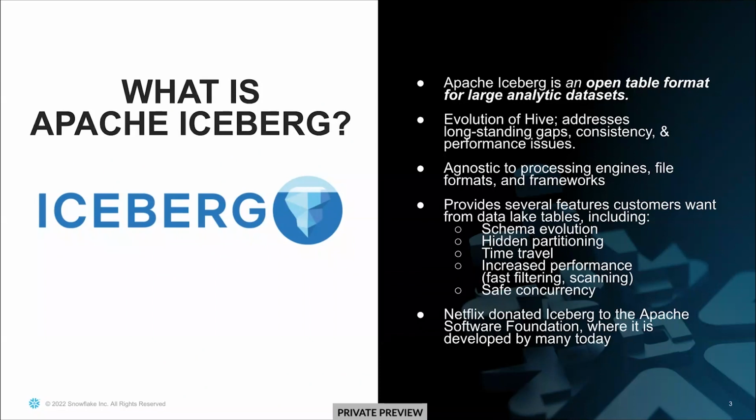Iceberg addresses consistency issues with previous table formats. It offers features such as schema evolution, time travel, and safe concurrency. And because it's open, several processing engines and tools can coexist and bring insights to a dataset. Iceberg was originally contributed to the Apache Software Foundation by Netflix. Today, it has many contributors and is gaining a lot of adoption.